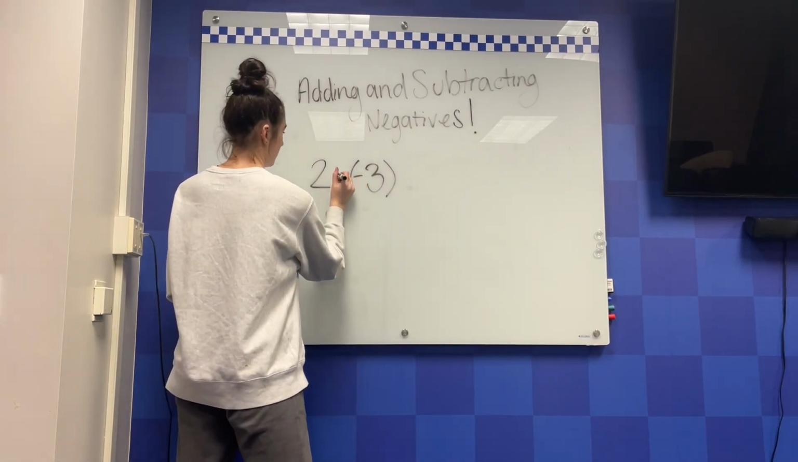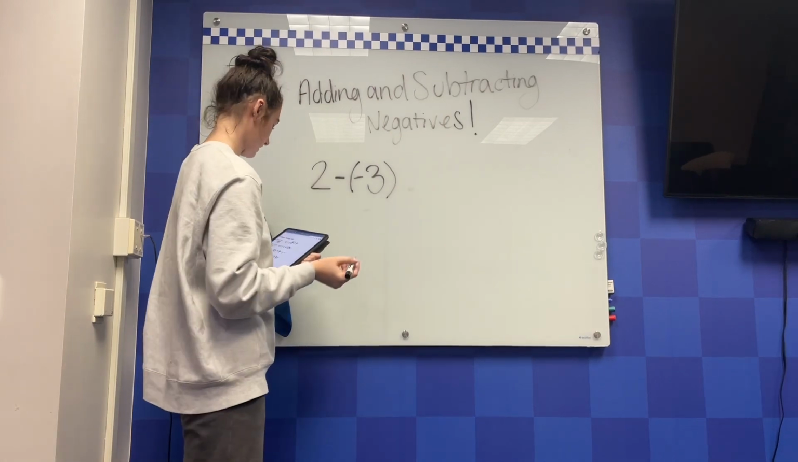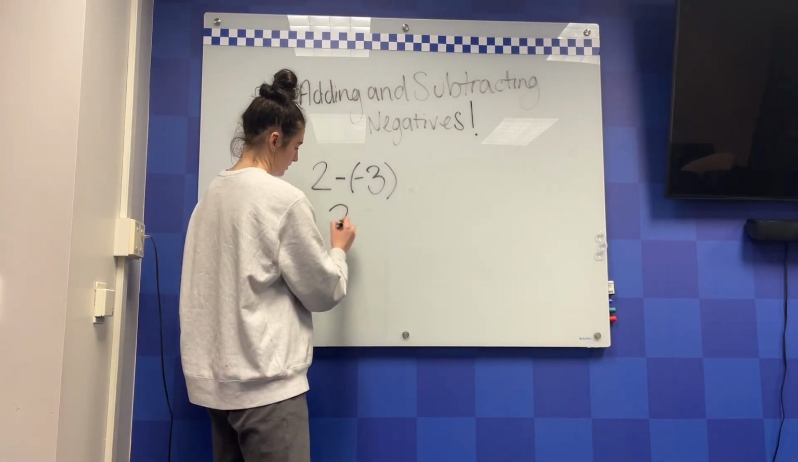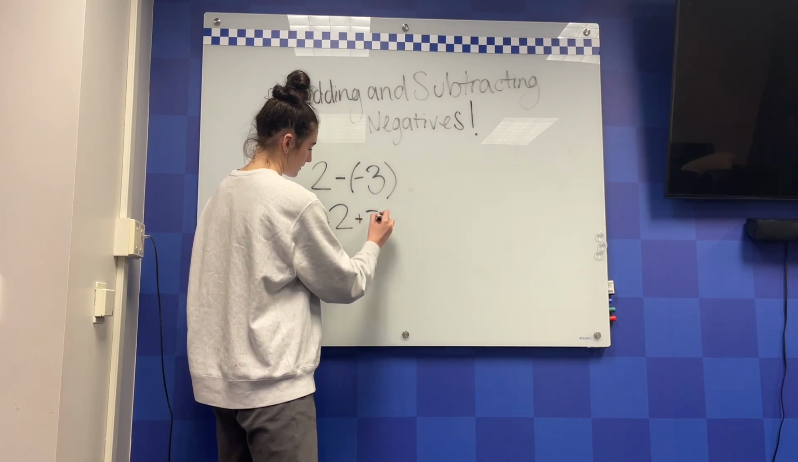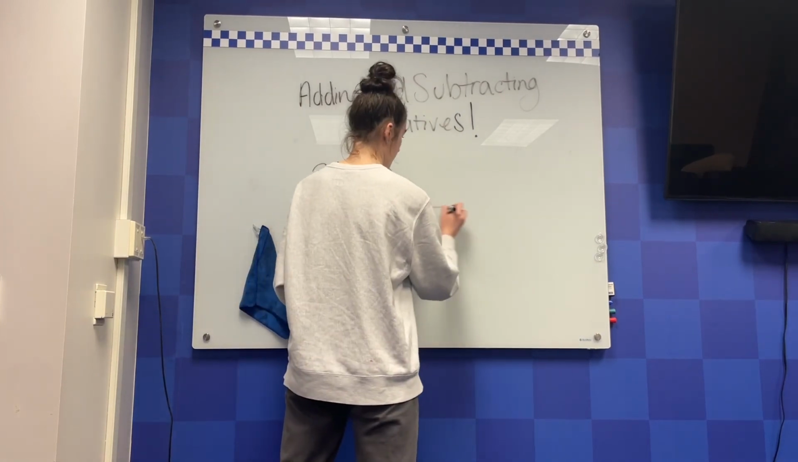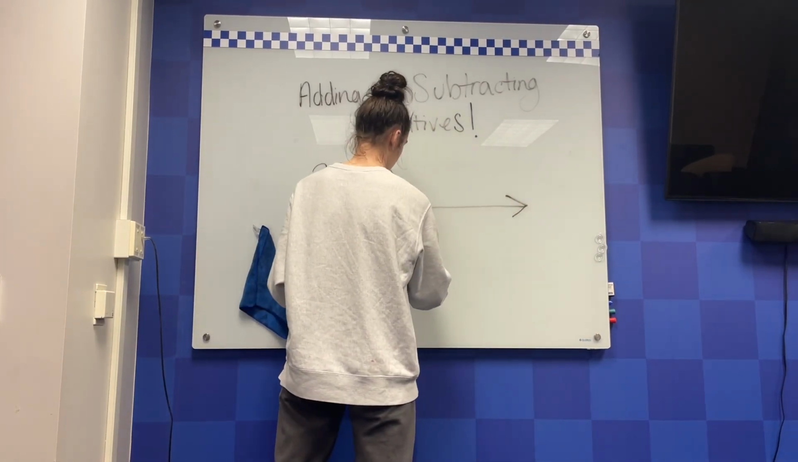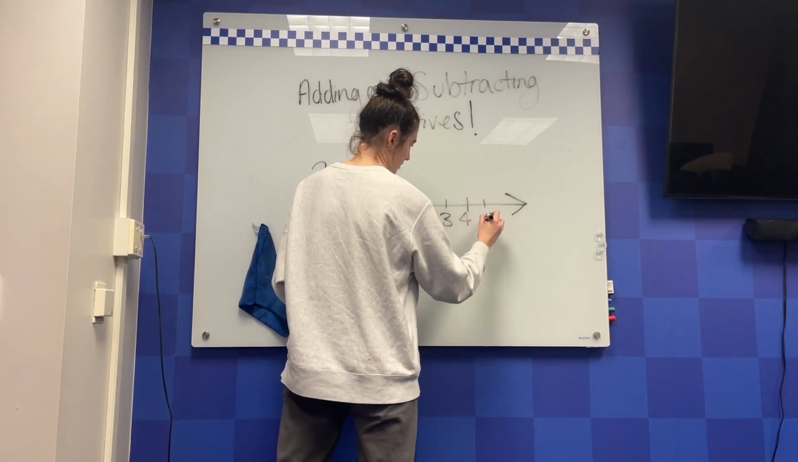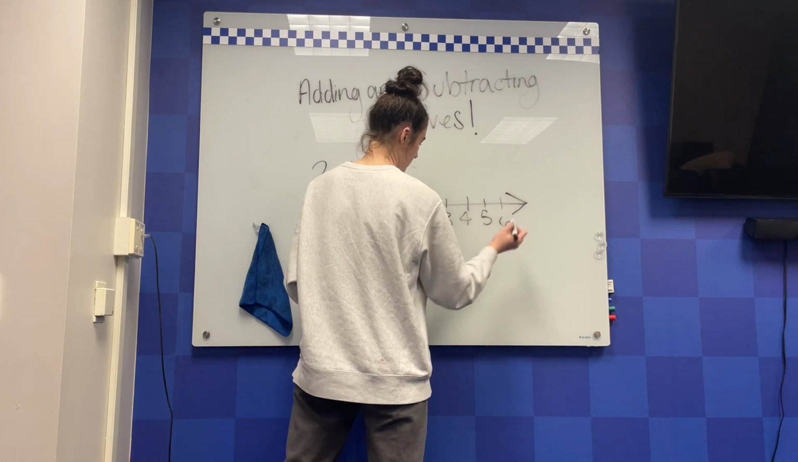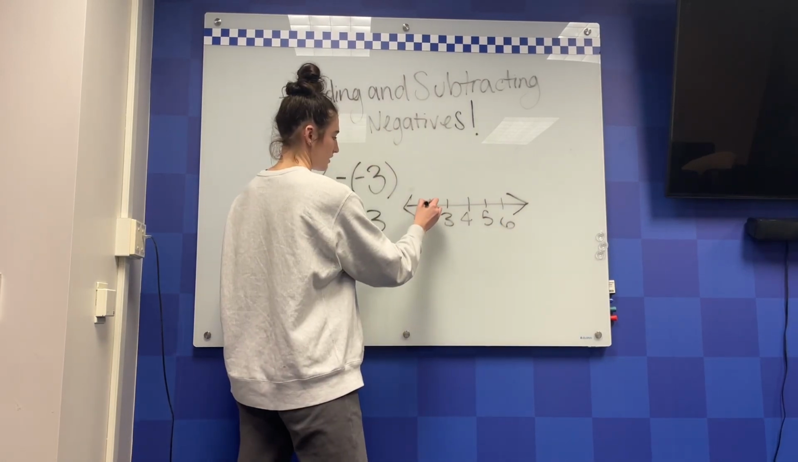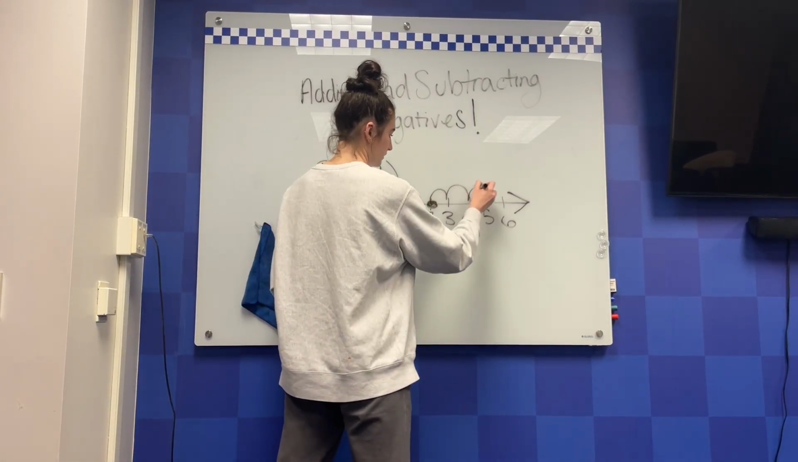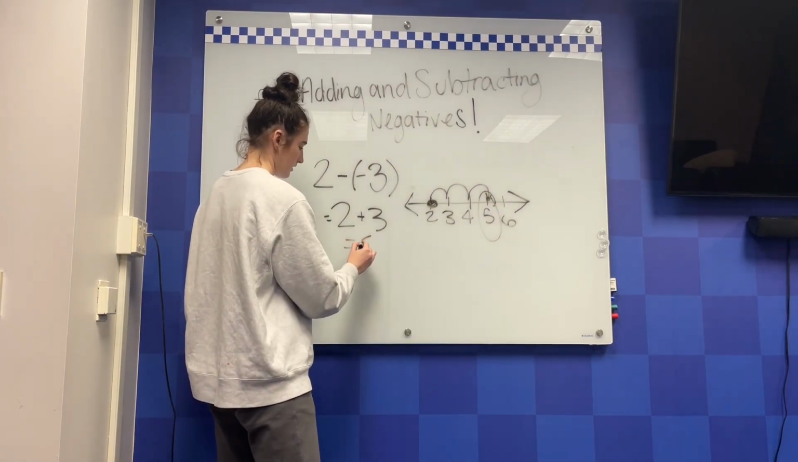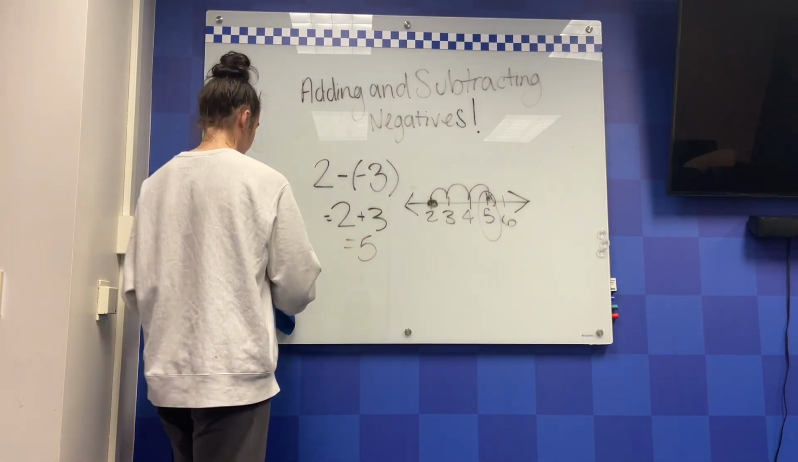Same problem, we're going to subtract the negative 3. So when we subtract, it turns into addition. So 2 plus 3. Okay, and we're starting at 2. Add 3, 1, 2, 3. The answer is 5.